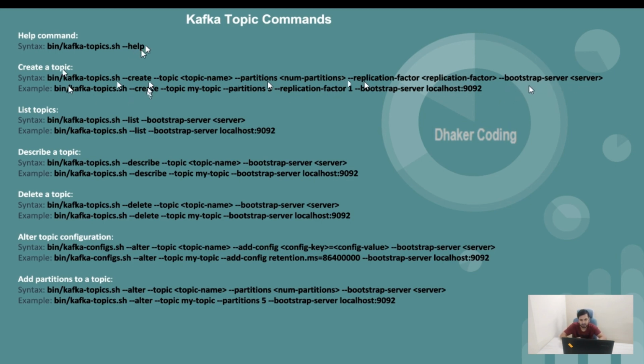For example, I want to create my topic with three partitions and a single replica on my local broker. So --bootstrap-server localhost:9092. You can give your own broker address, wherever you are running these commands. And one more thing: if you don't provide any partitions or replication factor while creating the topic, it will use the default values, which are a single partition and a single replica.